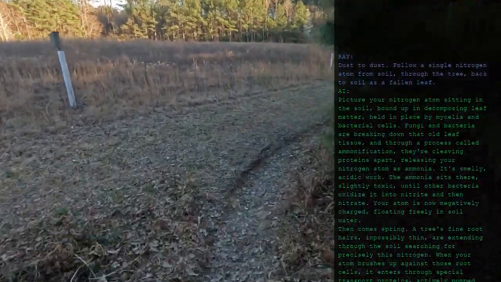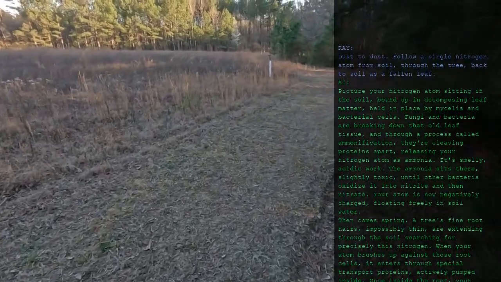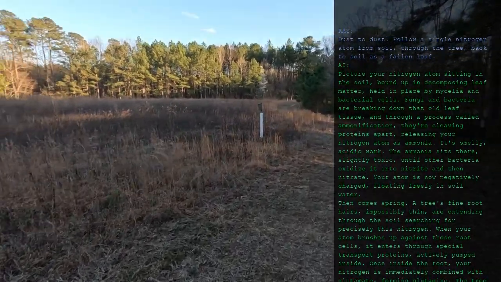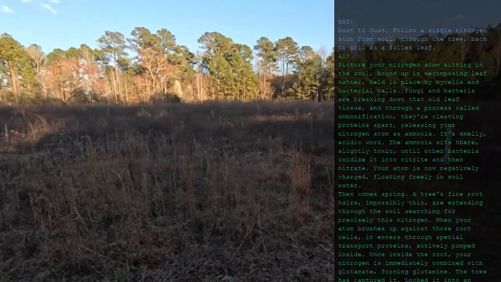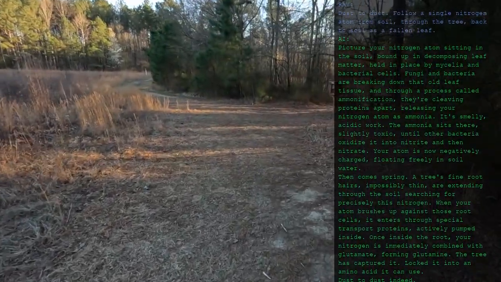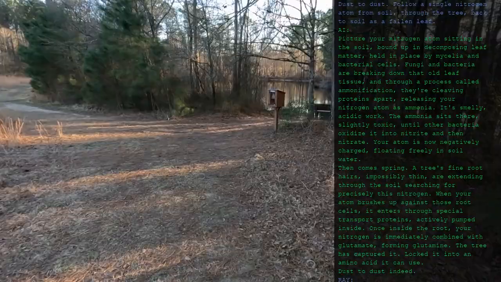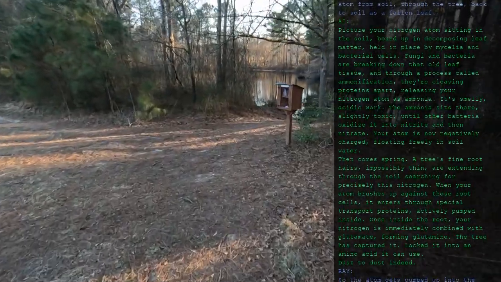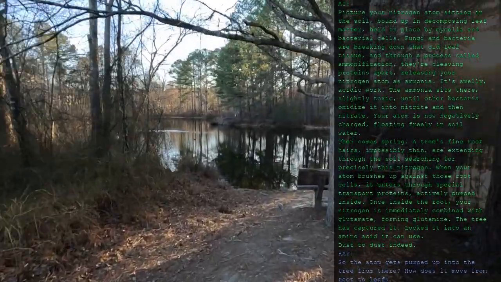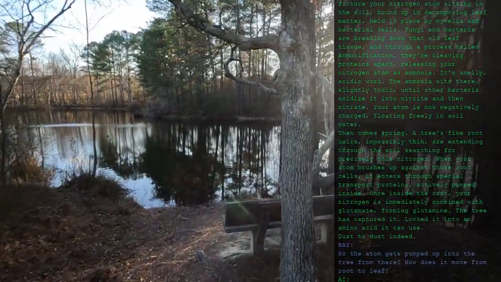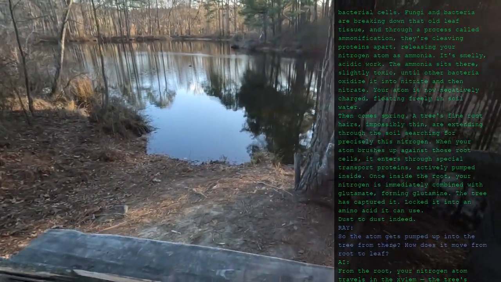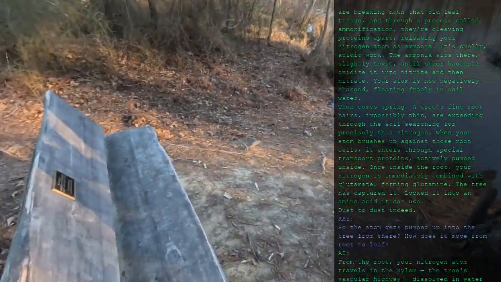Picture your nitrogen atom sitting in the soil, bound up in decomposing leaf matter, held in place by mycelia and bacterial cells. Fungi and bacteria are breaking down that old leaf tissue, and through a process called ammonification, they're cleaving proteins apart, releasing your nitrogen atom as ammonia. It's smelly, acidic work. The ammonia sits there, slightly toxic, until other bacteria oxidize it into nitrite and then nitrate. Your atom is now negatively charged, floating freely in soil water.